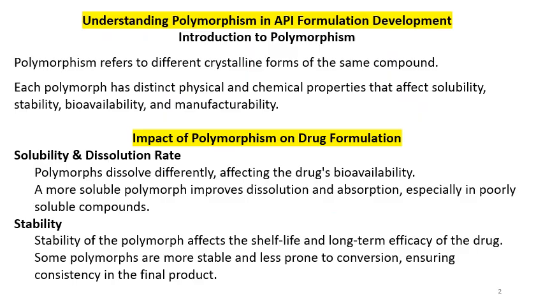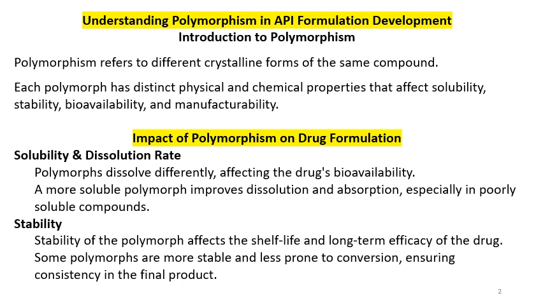We will start with a short introduction about polymorphism. What is polymorphism and how is it affecting drug product development? Whenever a number of different crystalline forms are available for the same molecule or same drug, that is known as polymorphism. Polymorphism refers to different crystalline forms of the same compound.